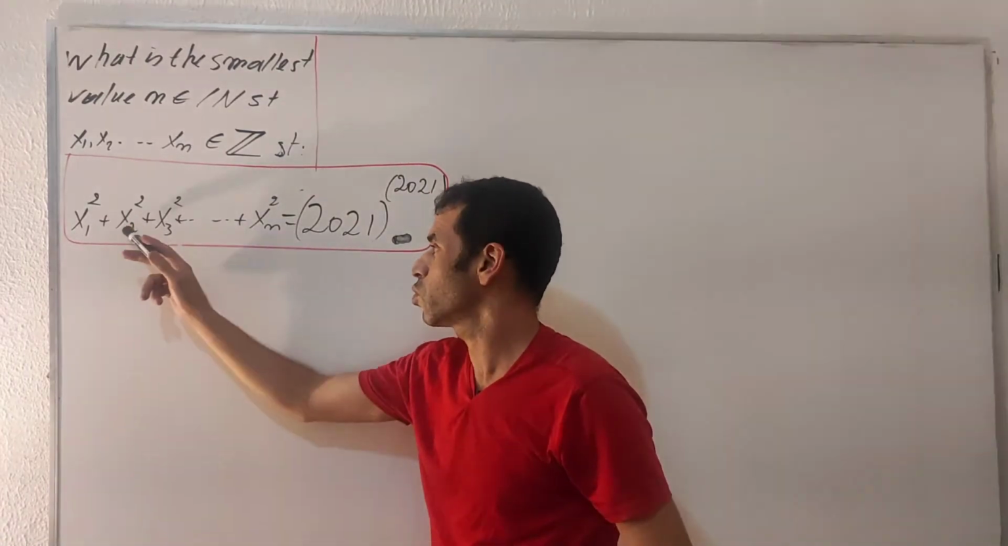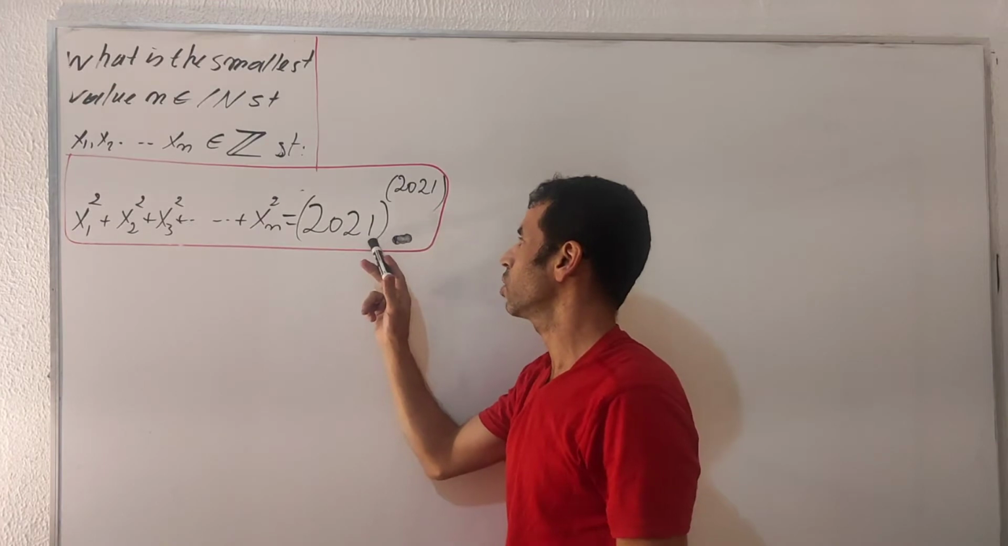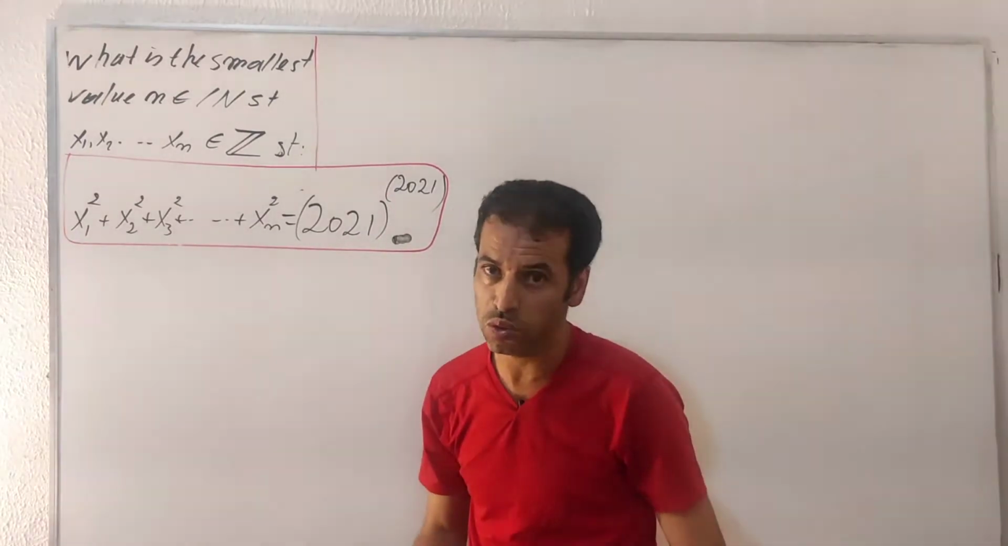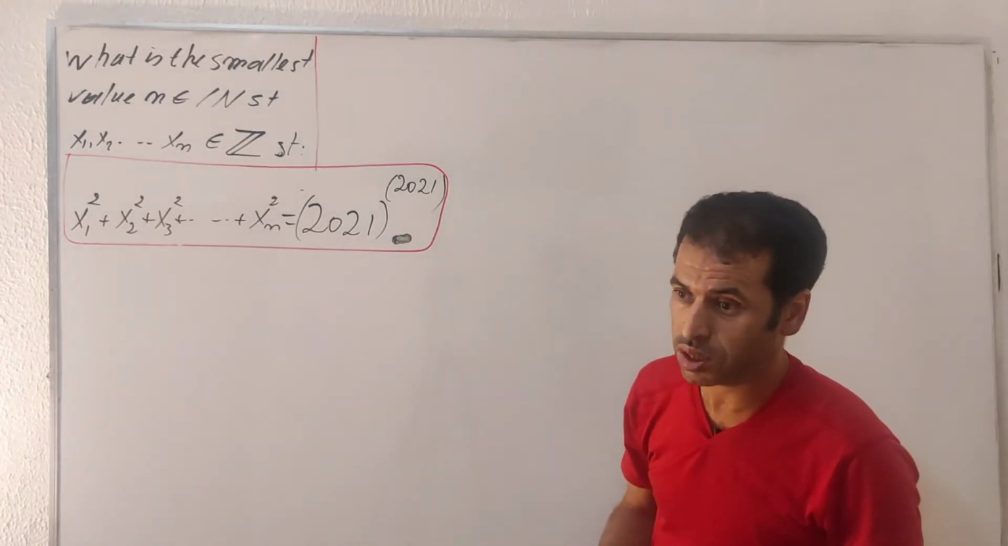We have x1 square plus x2 square all the way down to xn square equals 2021 raised to the power 2021. We have 2021 as a base and 2021 as an exponent as well.